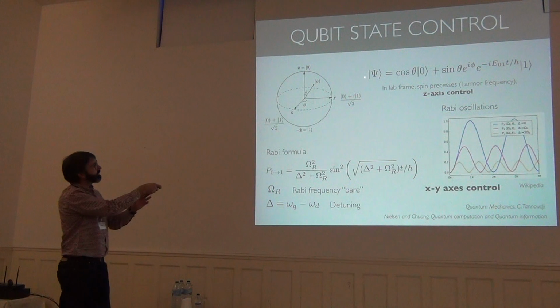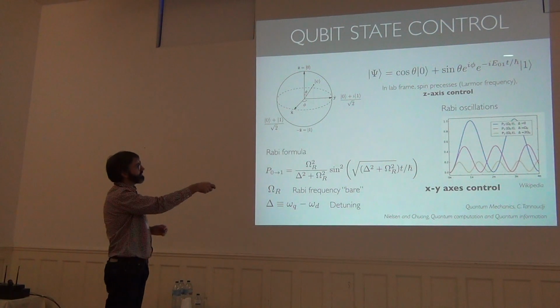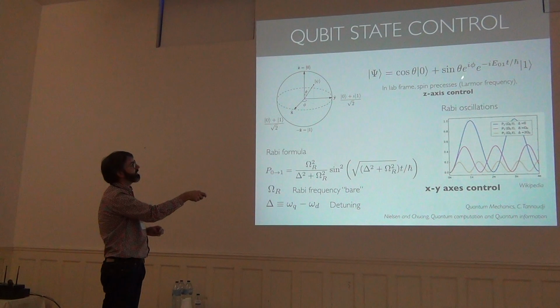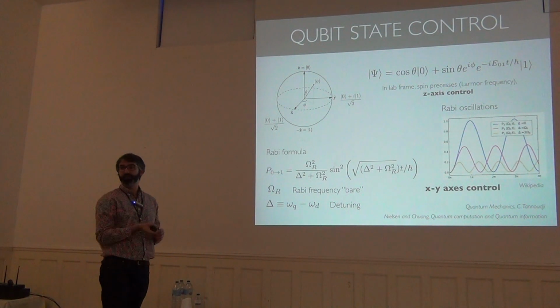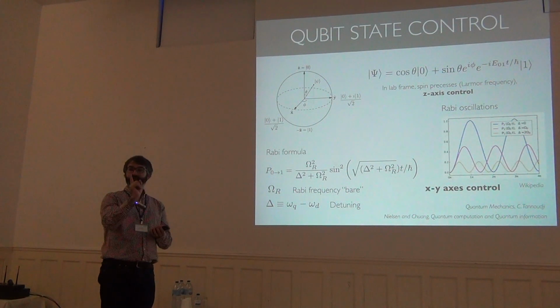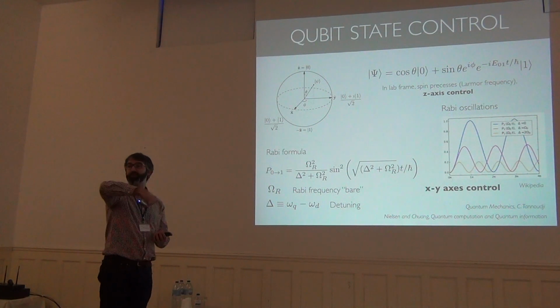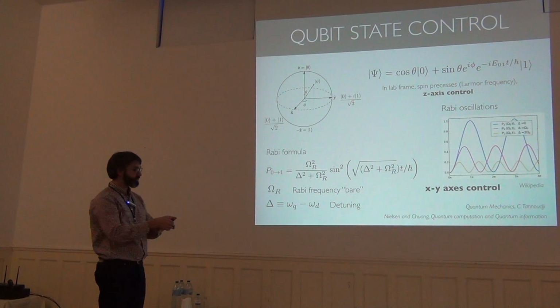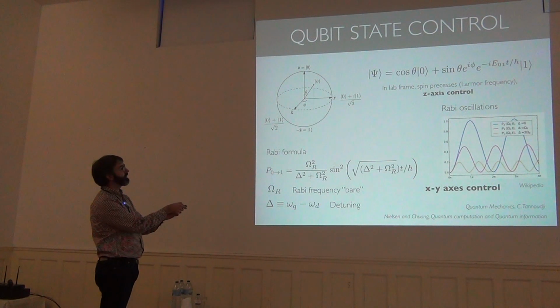But in general, the state will look like this, with some phase theta and another phase phi, the azimuthal phase. And then in the lab frame, the system will be precessing. This is simply what you get if you have a spin, put it in a magnetic field and then tilt it: the spin just precesses at the Larmor frequency. So this is the Larmor frequency of the spin.